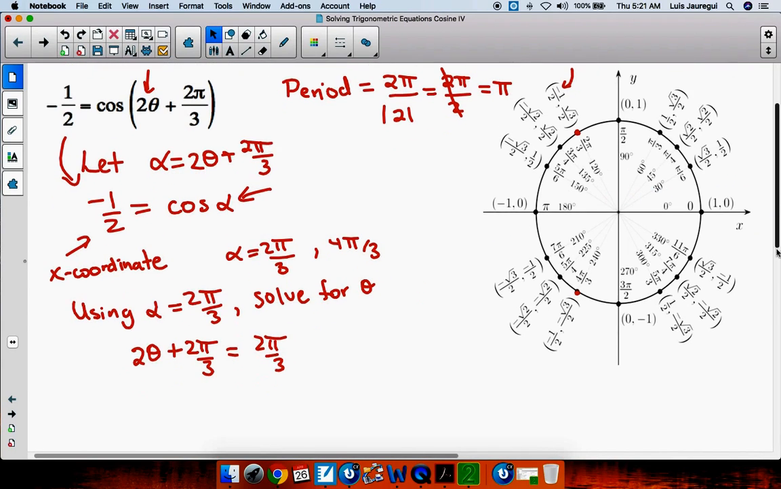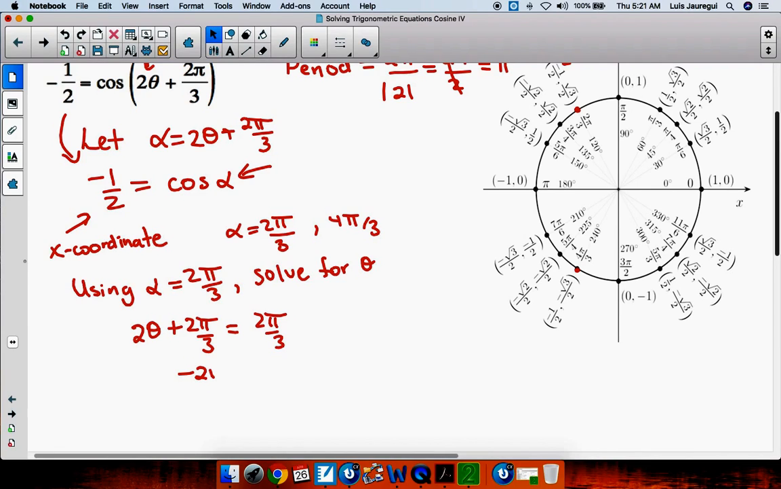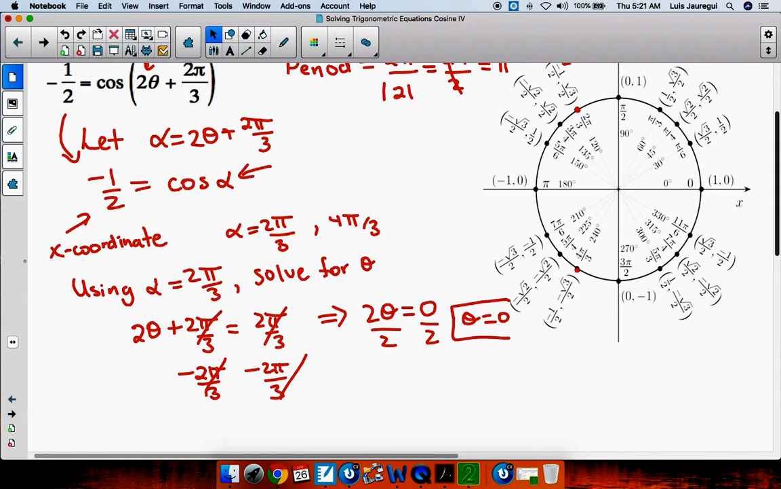Now, in order to solve for theta, let's subtract the 2 pi over 3 from both sides. If you notice, this will cancel, and so will this. So we get that 2 theta is equal to 0. Let's divide by 2 on both sides, and we get that theta is equal to 0. So that's our first angle. Now, to get the other angle, we take that 0 and add the period to it. The period we said was pi, so we have 0 plus pi, which is equal to pi. So that's our next angle. Both of these values are solutions using that first value for alpha.